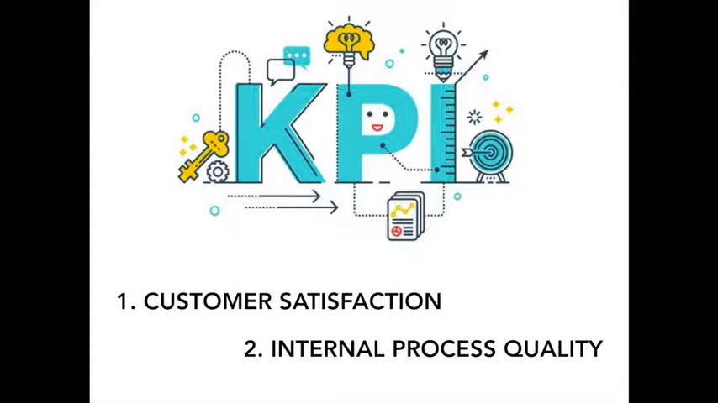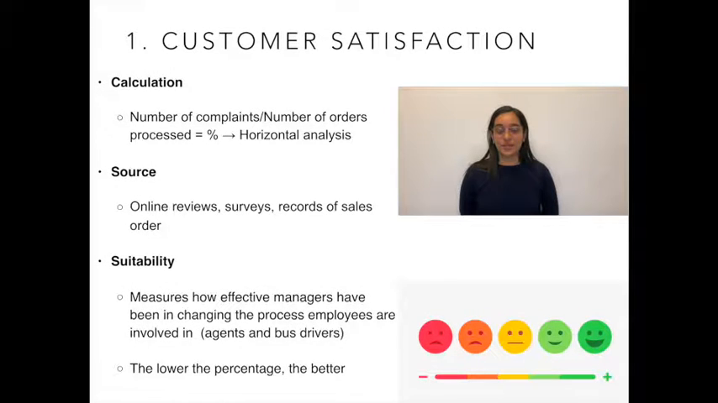Now let's talk about the KPIs. Our first KPI is customer satisfaction. The data for this includes online reviews, surveys, and records of sales orders. This KPI shows how customer satisfaction has changed after our recommendations by identifying how many of the orders processed have an associated complaint. Hence, this shows how effective the managers are in changing certain elements of the process. Our recommendation would be successful if there are fewer complaints for all the orders processed.